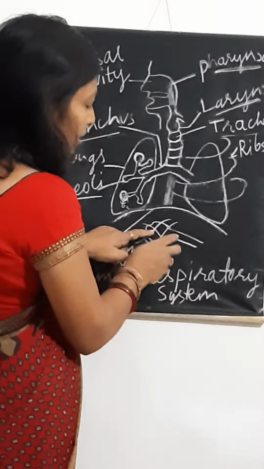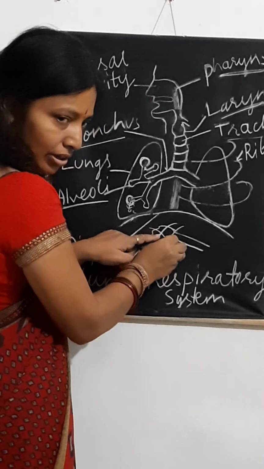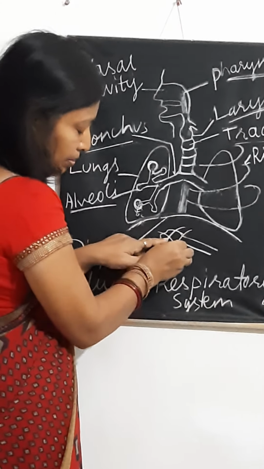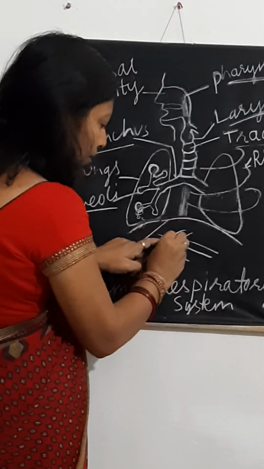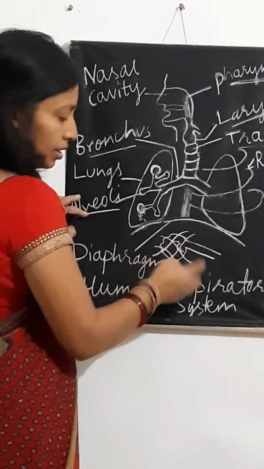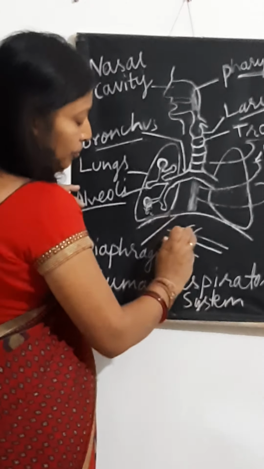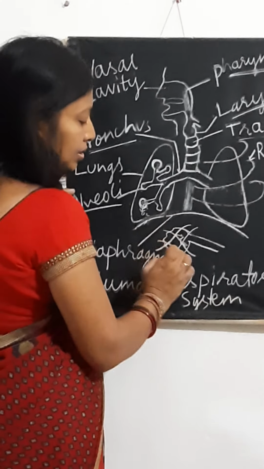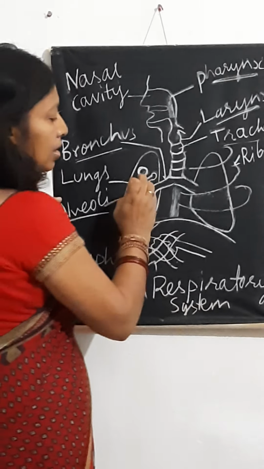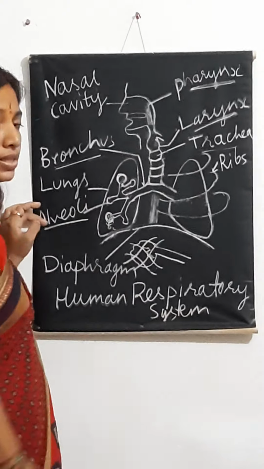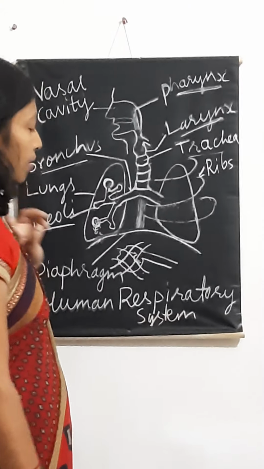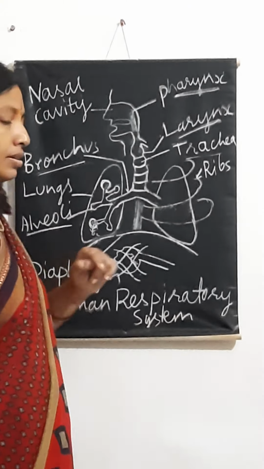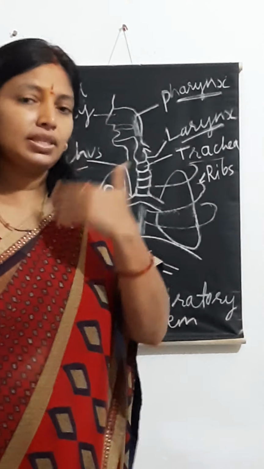Why? Because from the alveoli, the oxygen enters into these blood capillaries. From the blood capillaries, the carbon dioxide will come outside. So for this exchange of gases, these are all specially designed, and we have a large number of alveoli inside the lungs.